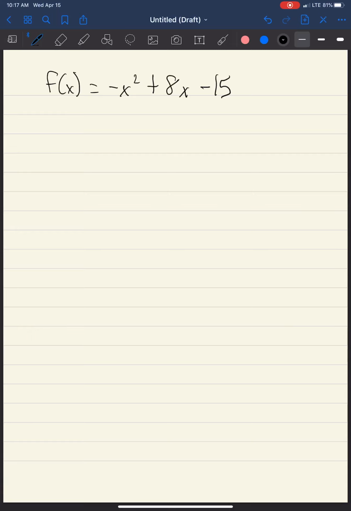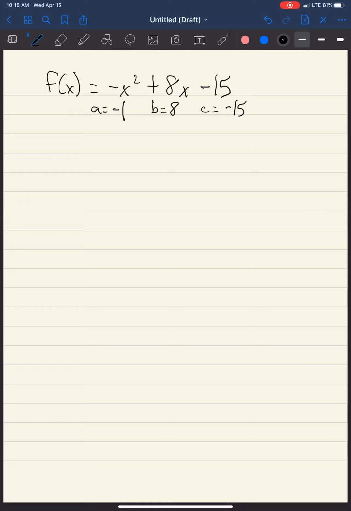So the first thing we should do is find our a, b, and c. A will be negative 1, b will be 8, and c will be negative 15. Be careful here. For our negative 1 and our negative 15, you want to make sure you're looking at the signs in front. If it's a minus sign in front, you need to make sure that comes with it and makes it a negative number.